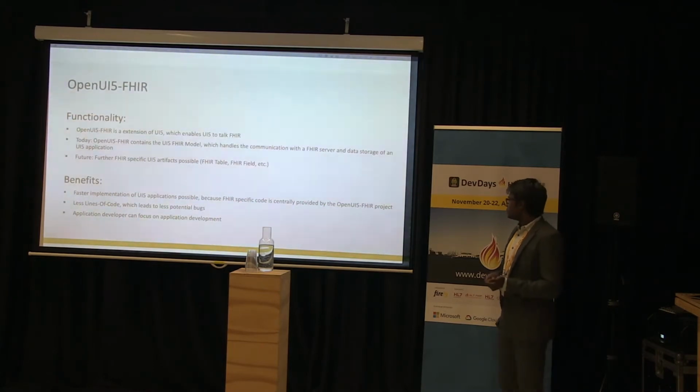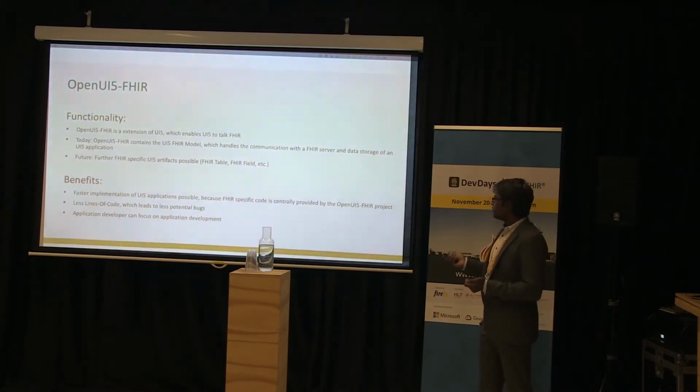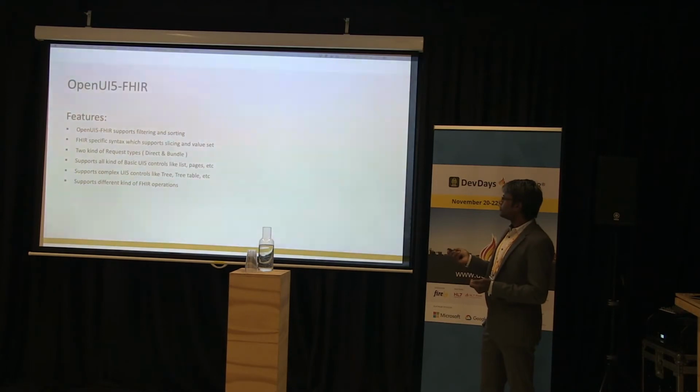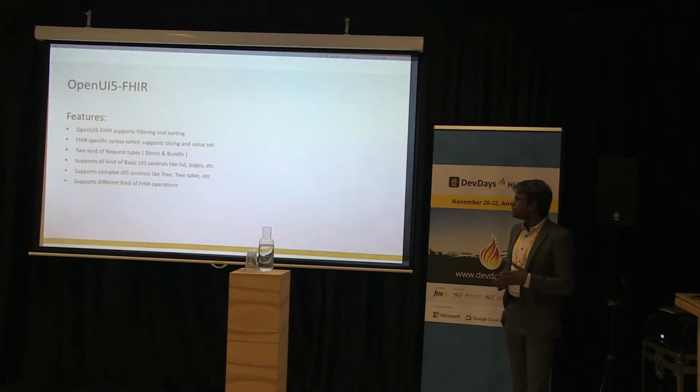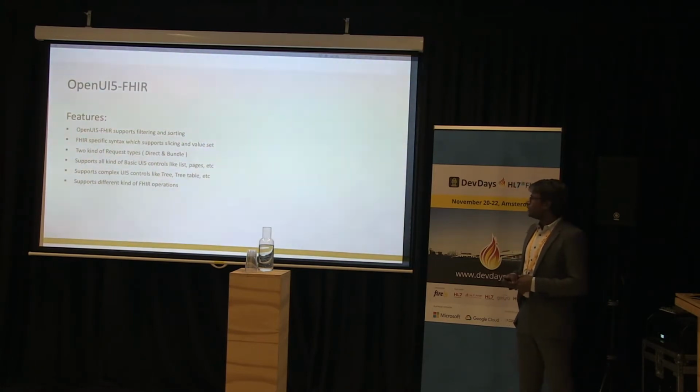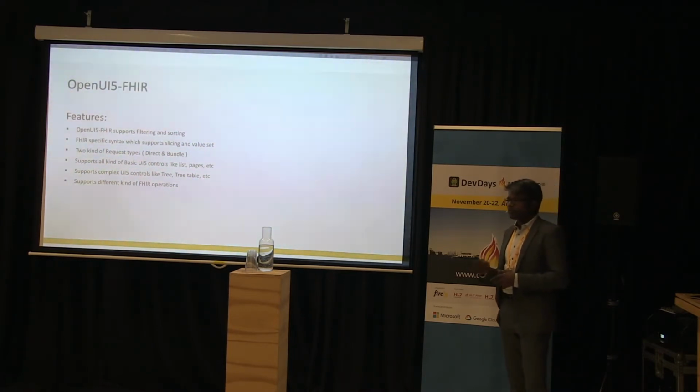Yeah. So as we have seen the benefits, what are the features that OpenUI5 FHIR supports? OpenUI5 FHIR is resource independent, so you can work with any FHIR resources, and you can perform the basic operations that you have, for example, filtering and sorting, but FHIR also supports syntaxes like slicing and value sets. And you can also request resources in different request types, like direct and bundle.